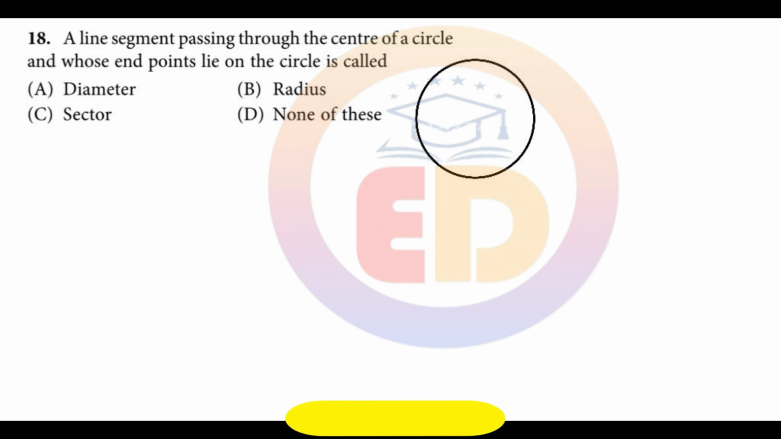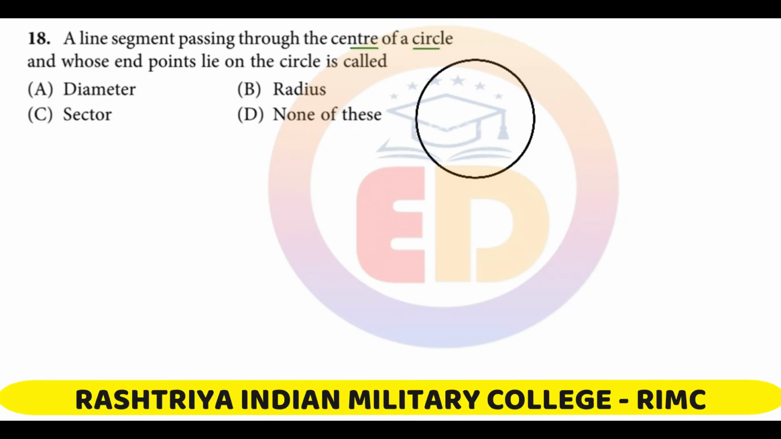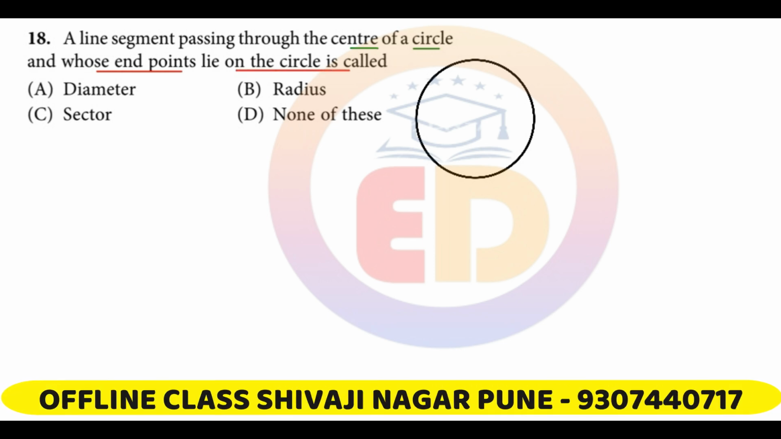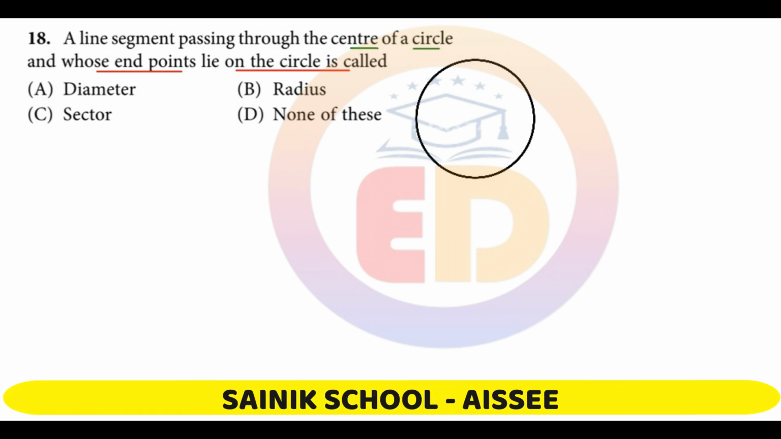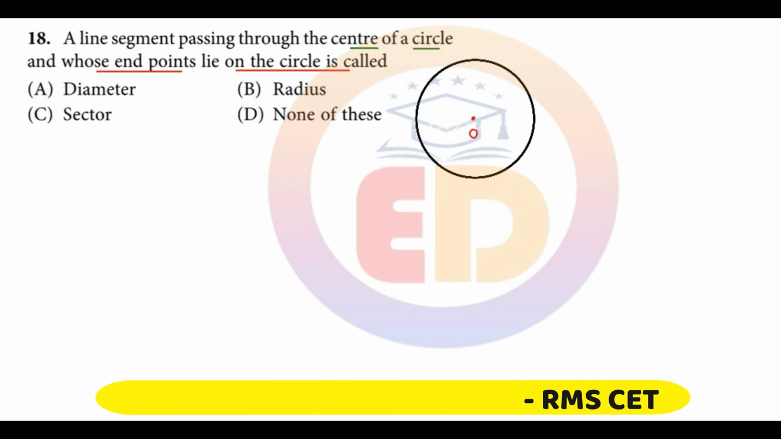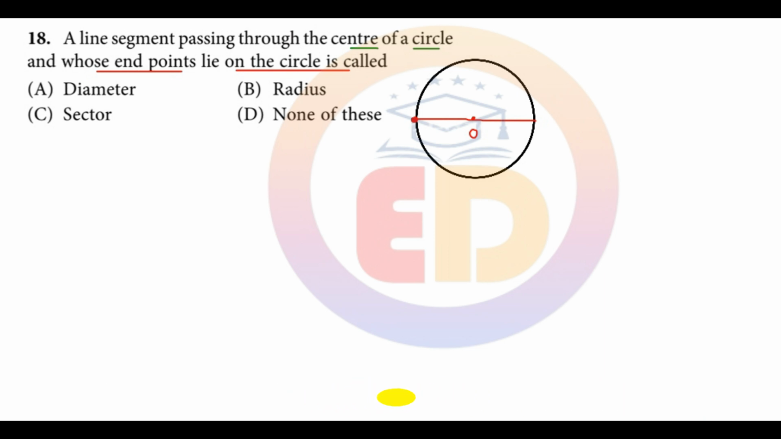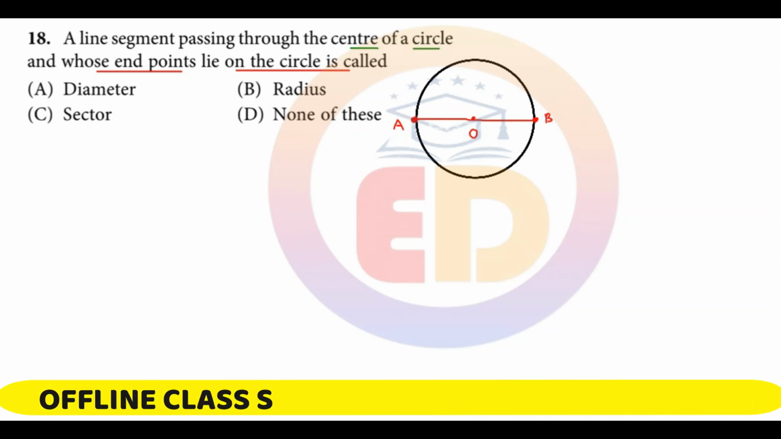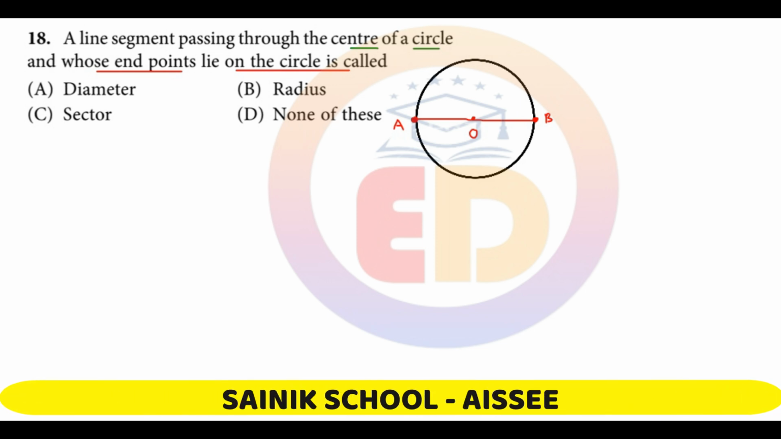The question says, a line segment passing through the center of circle, and whose end points lie on the circle is called. So we know that a line segment which passes through the center of circle, suppose in this diagram this is the center of circle O, so a line segment which passes through center of circle and whose end points, let us assume these are the two end points of this line segment which are A and B. Such a line which passes through the center of the circle and whose end points lie on the circle is called a diameter.